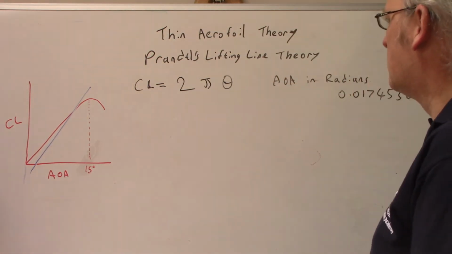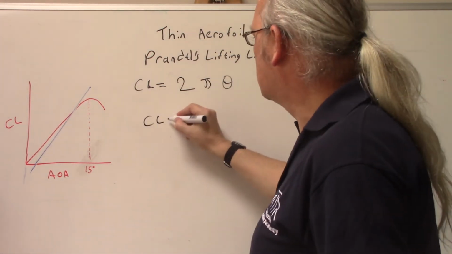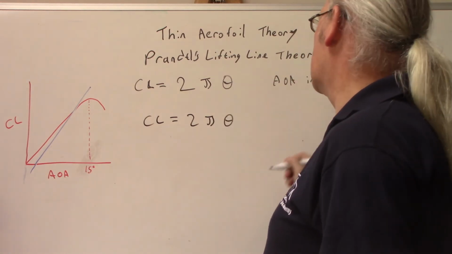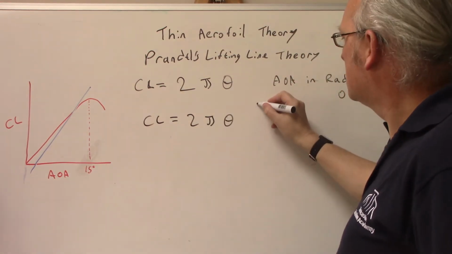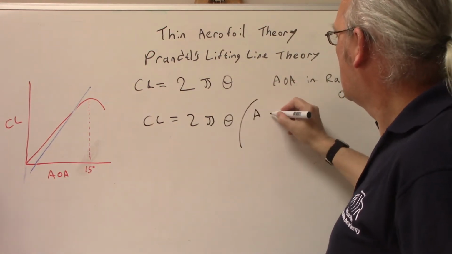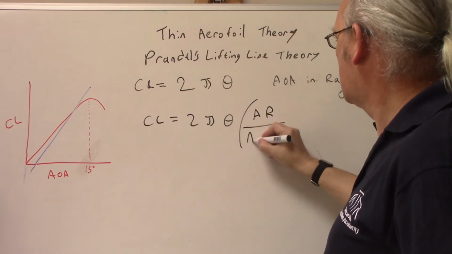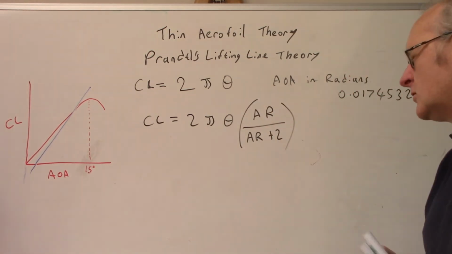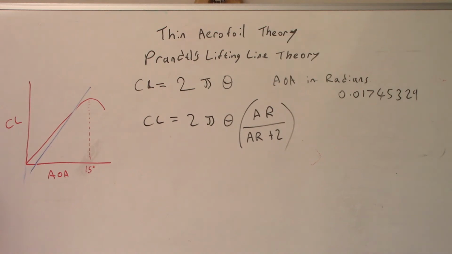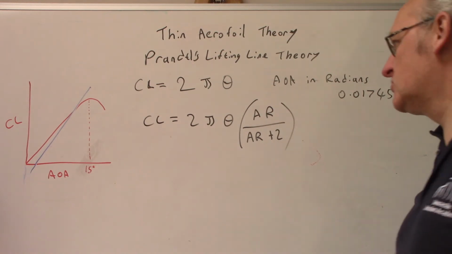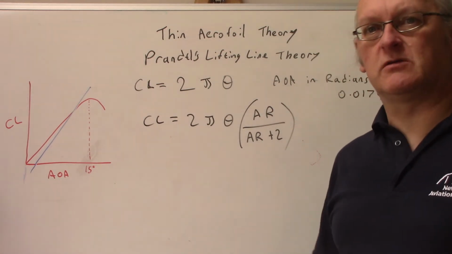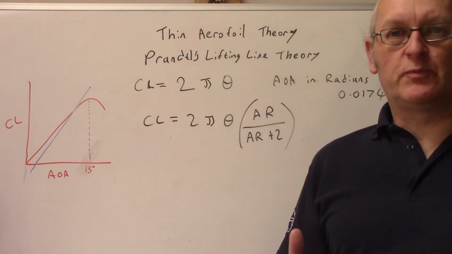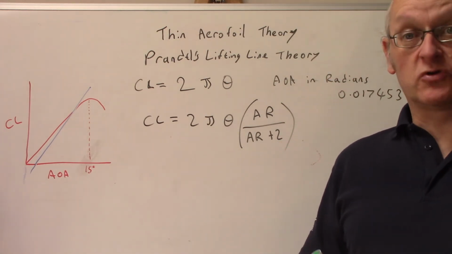What we do is we end up with a modified theory, which is the coefficient of lift is equal to 2 pi times the angle of attack in theta times aspect ratio divided by aspect ratio plus 2. What's aspect ratio? I hear you cry from YouTube land, saying oh, I've never done this before. Again, I'm not basing this on my students, I'm basing this on people watching this for the first time.